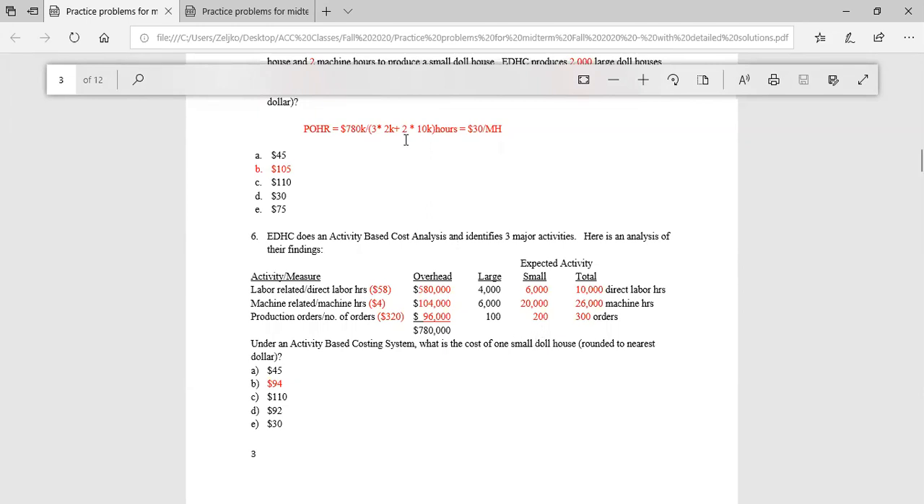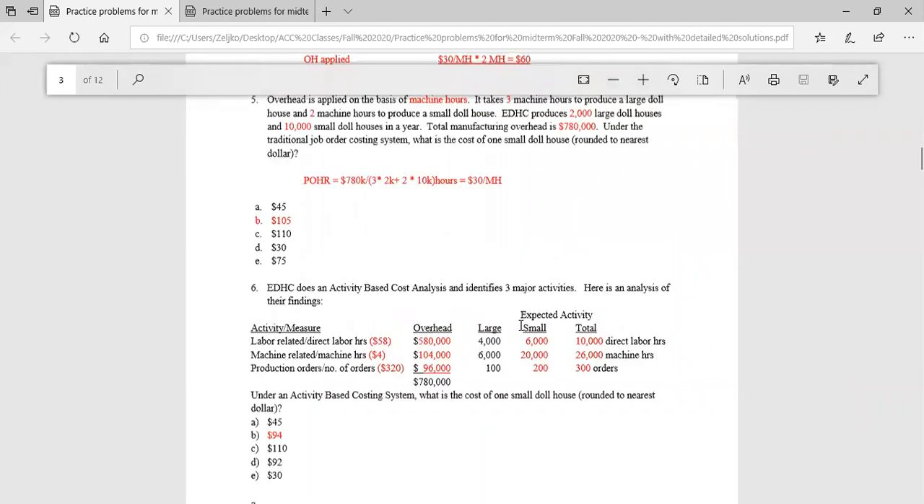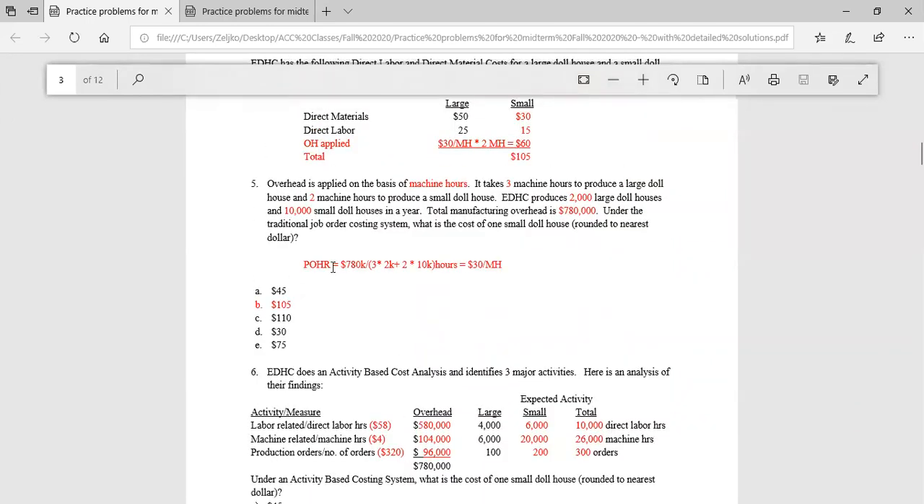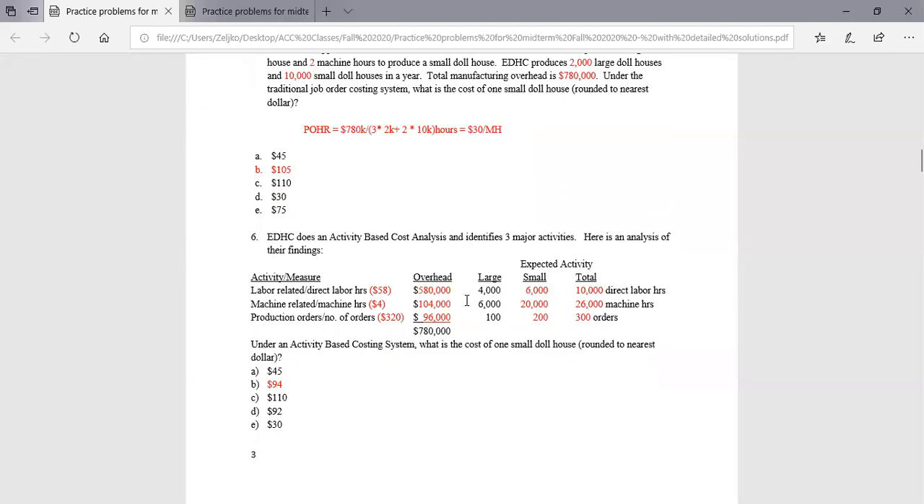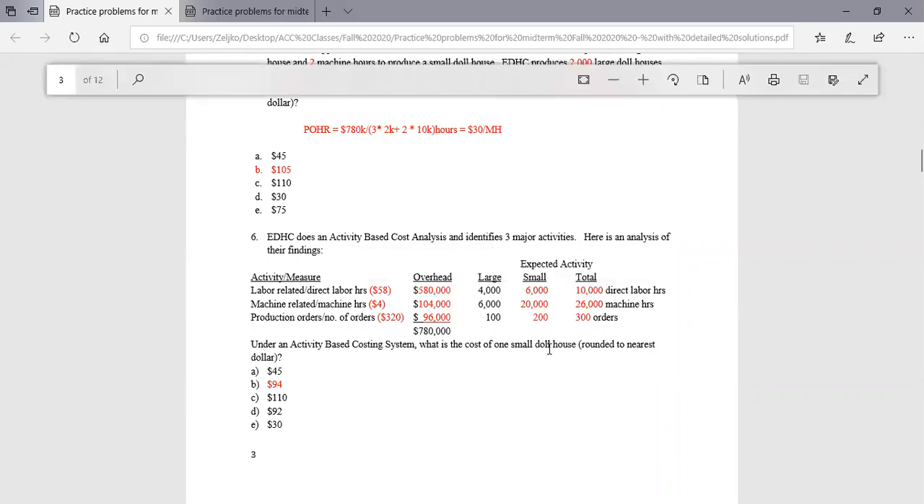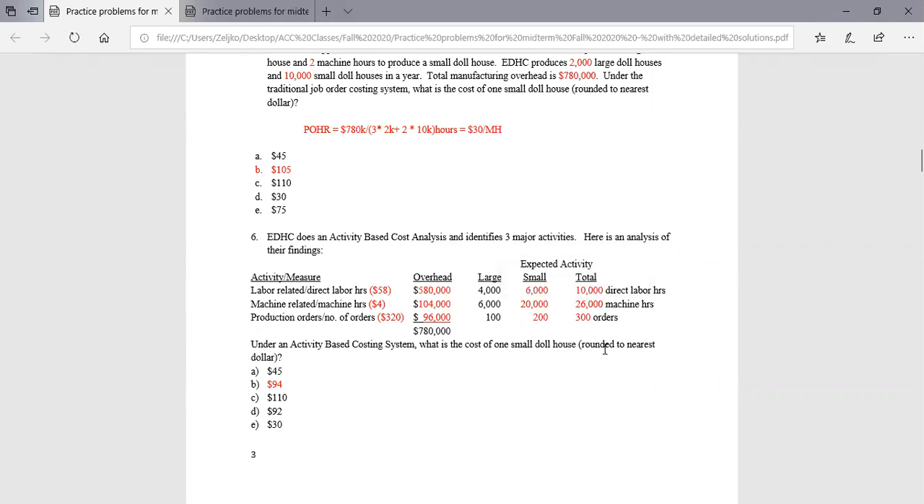In which case? After we added the OH applied and then we divided the 10,000 small dollar units. You mean here? Number six. How did I know to divide what? I see it. 580? Yeah, I got it. 580. All right. Well, you know we have to divide it into total. If that's the question, that's something that you need to know.